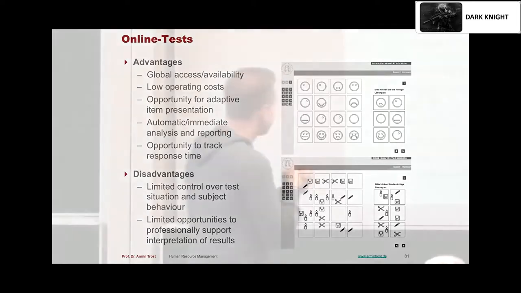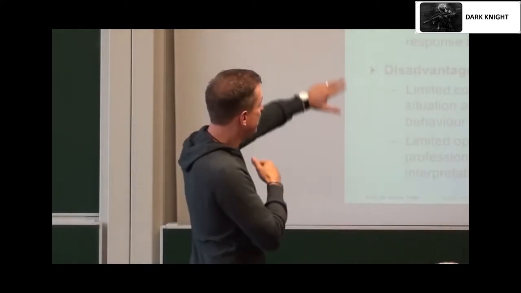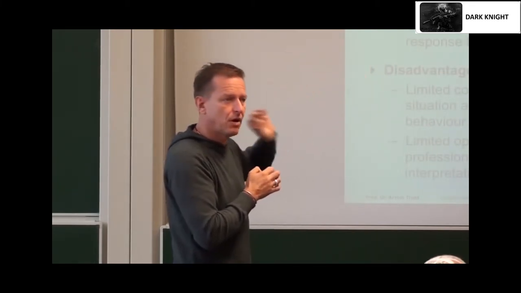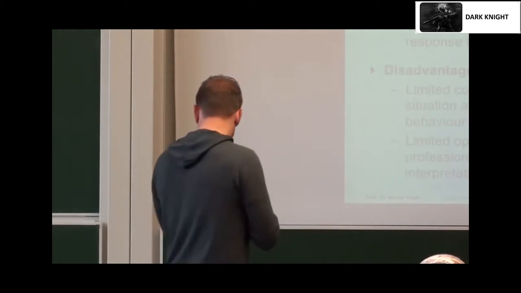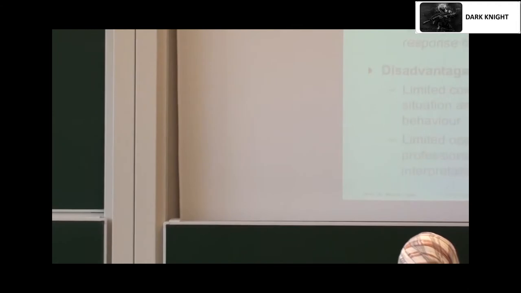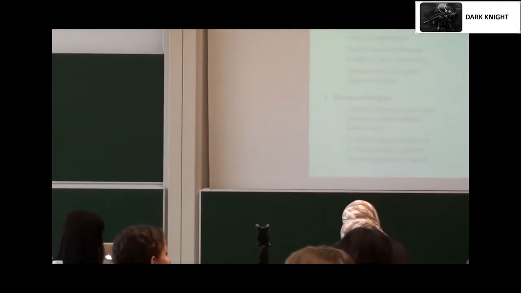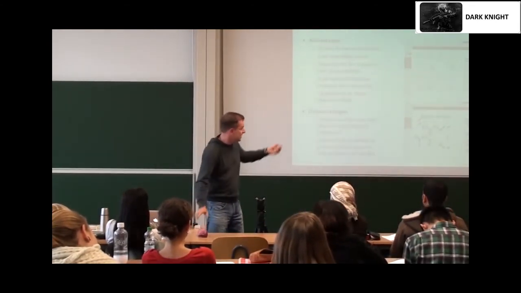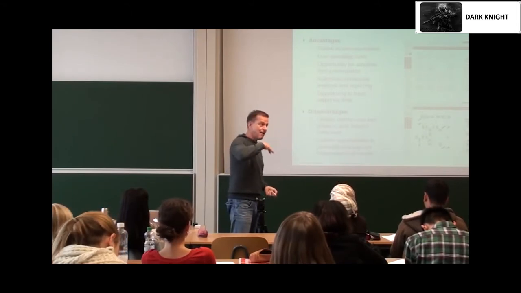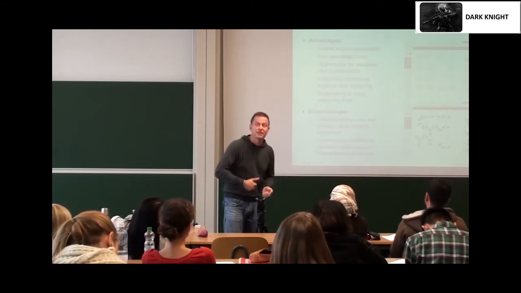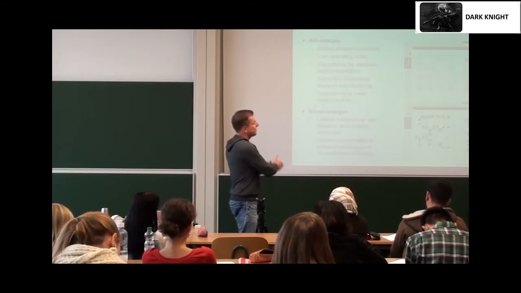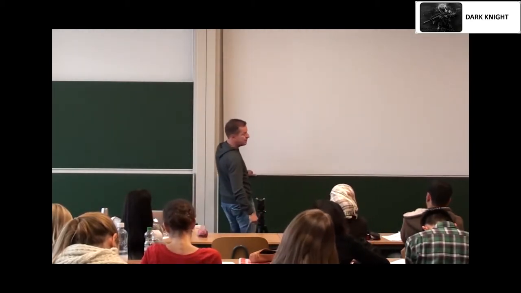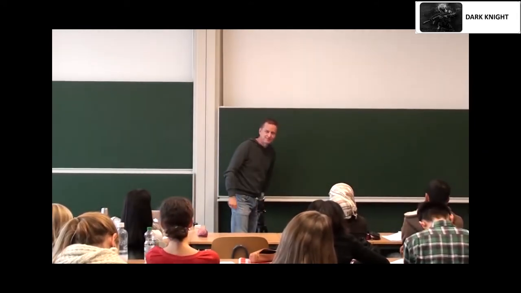Okay, but let me get back to this point of opportunity for adaptive item presentation, because this is the most critical thing about online tests. For this, I need a chalk. Different items, as you have seen with the intelligence tests, are different with regard to difficulty. There are easy tasks and there are very difficult tasks, right? So we can measure the difficulty of different items.